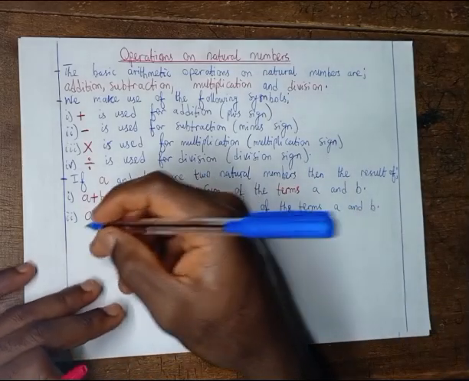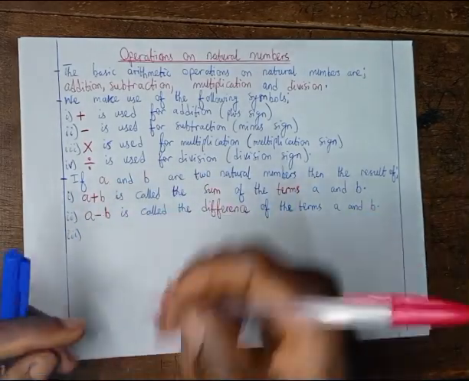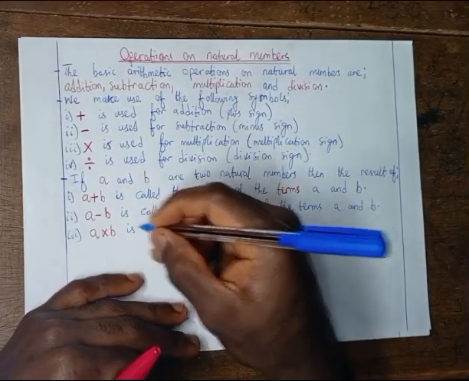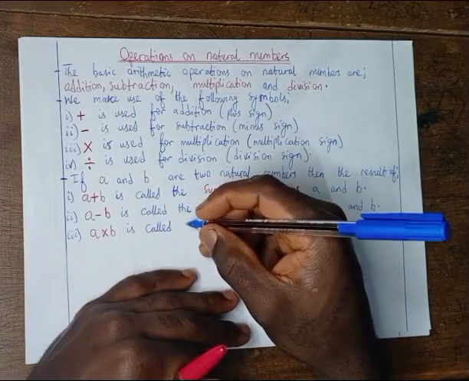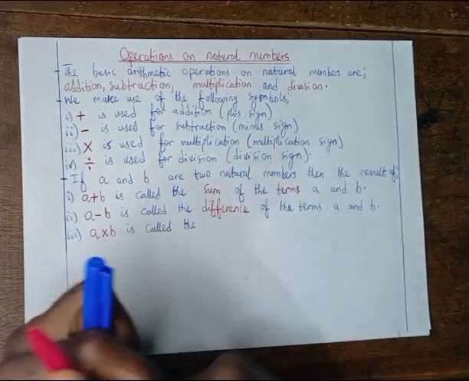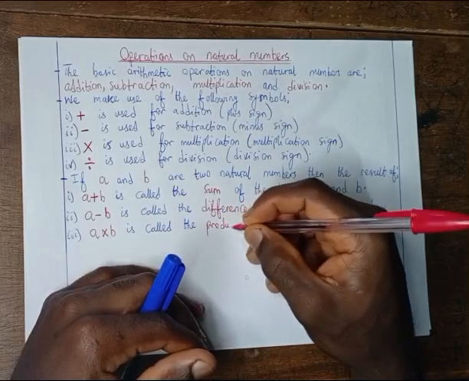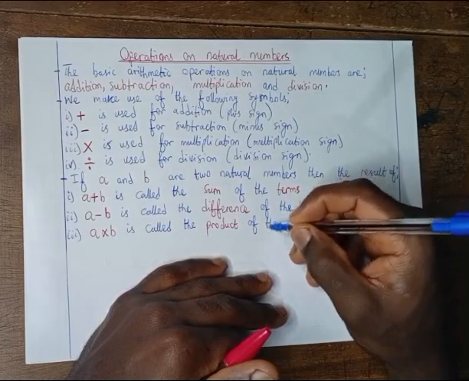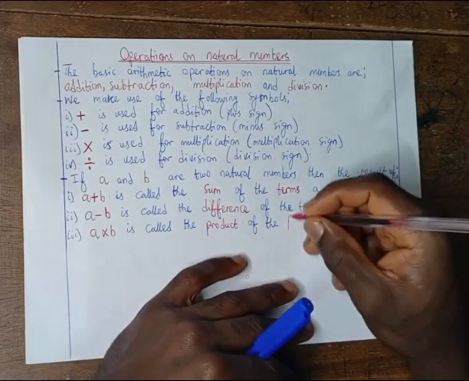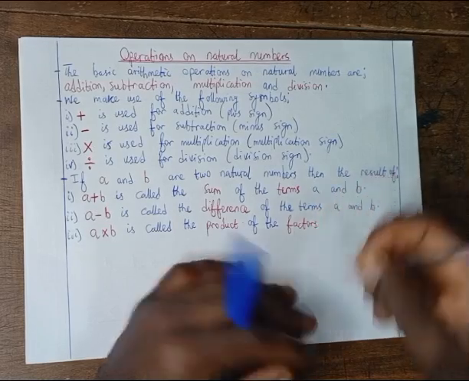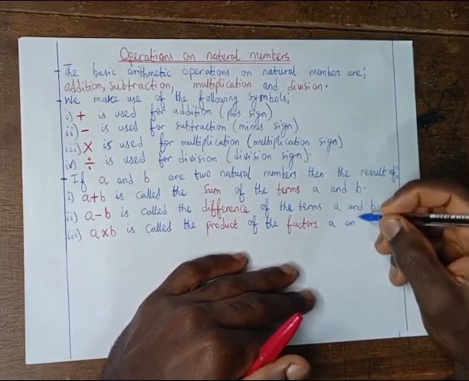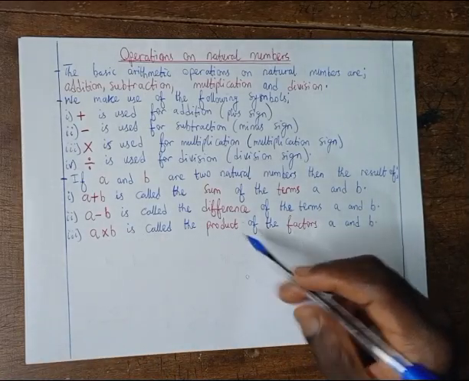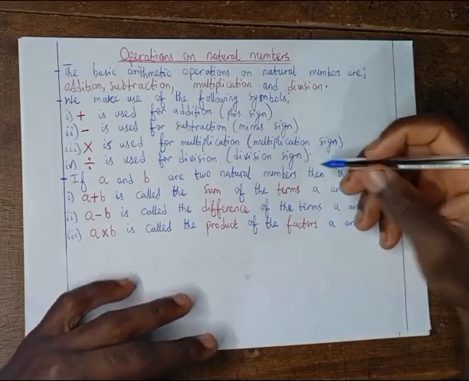Next, we take 3. We read this one as A times B. The result you obtain is called the product of the factors A and B. The result you obtain in this case is called the product, and A and B, they are referred to as the factors.